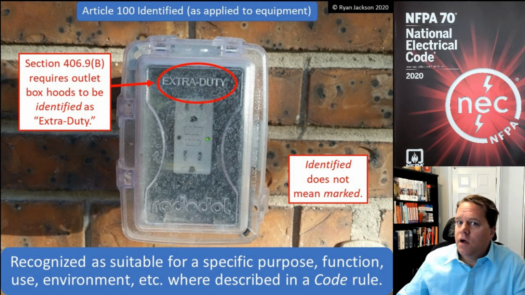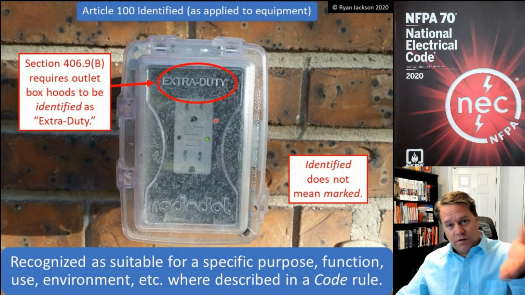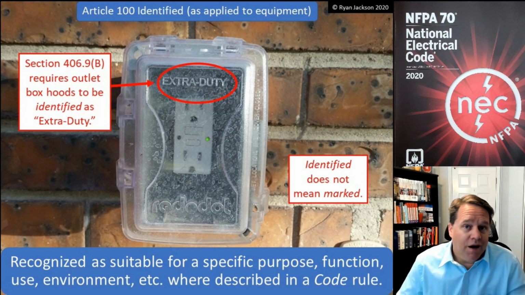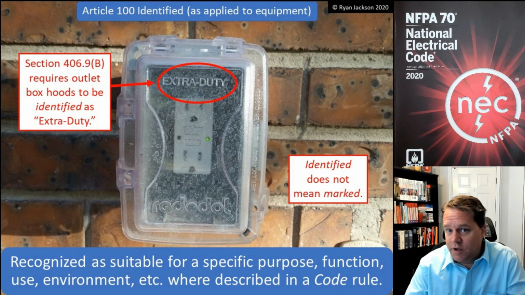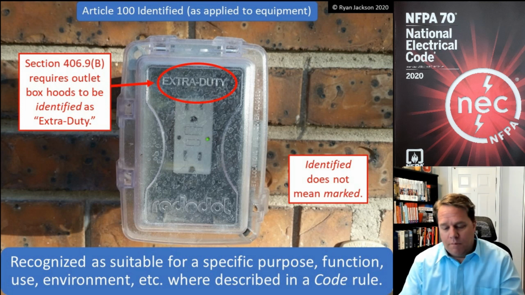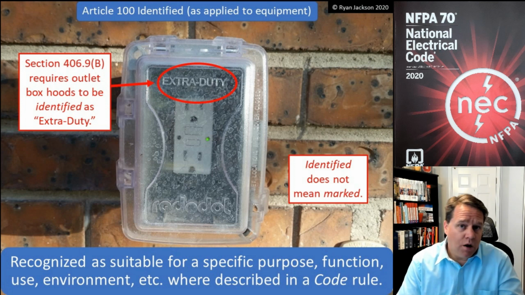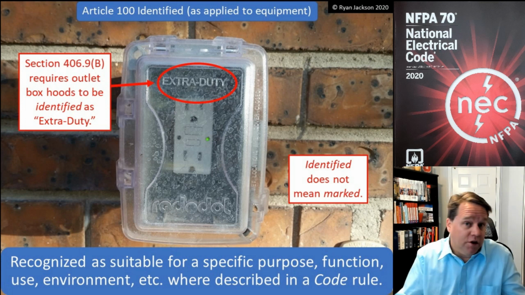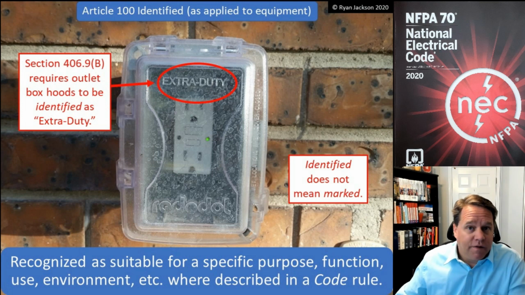So how do I recognize that it's suitable? Well, the manufacturer could mark it and say, look, this is extra duty. And if that's the case, then in my opinion, that would be identified as extra duty. So identified doesn't mean marked necessarily. There are other ways to identify the suitability of the product. It might just be in the manufacturer's literature. Does it have to be marked extra duty? No. But maybe the box that it came in says extra duty, or the product literature says extra duty. That might be another way of identifying the product.